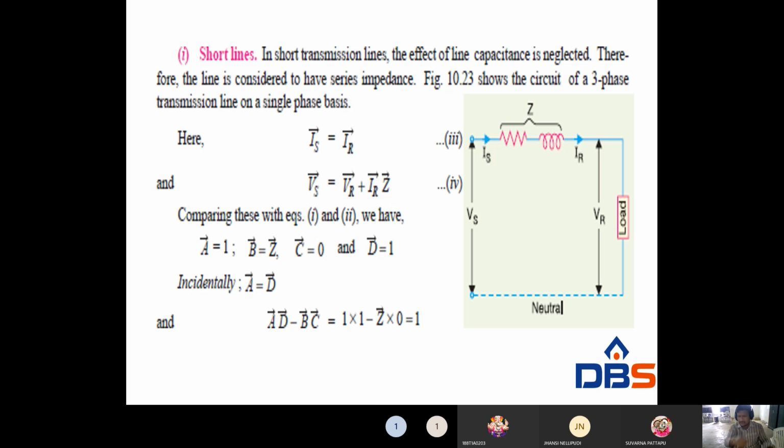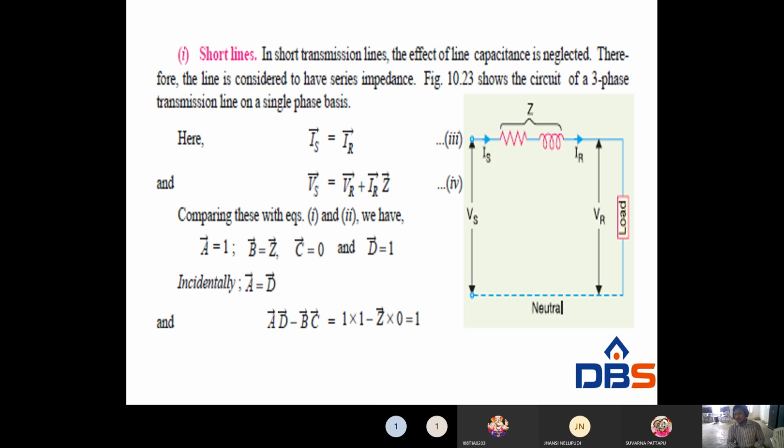Then apply KVL. VS is equal to IR Z plus VR. Now compare these 3 and 4 equations with the generalized constants, equations 1 and 2. So A is equal to 1, B is equal to Z, C is equal to 0, D is equal to 1. Very, very important for competitive exams.